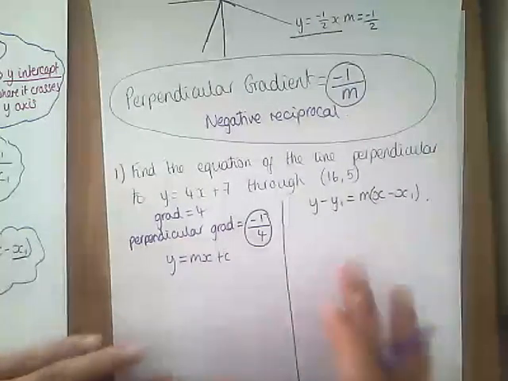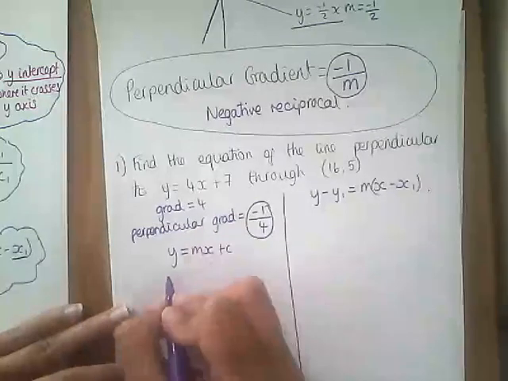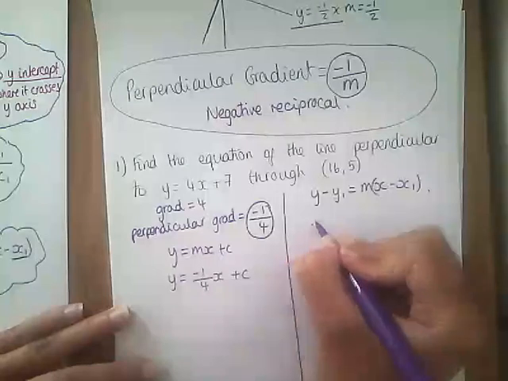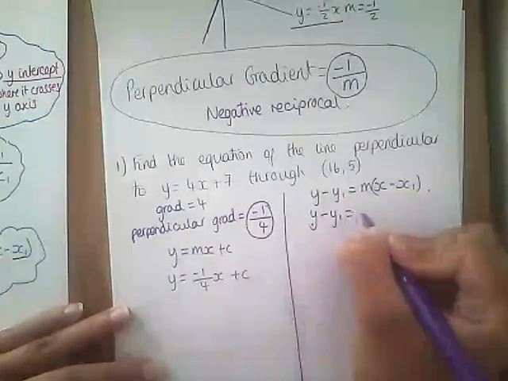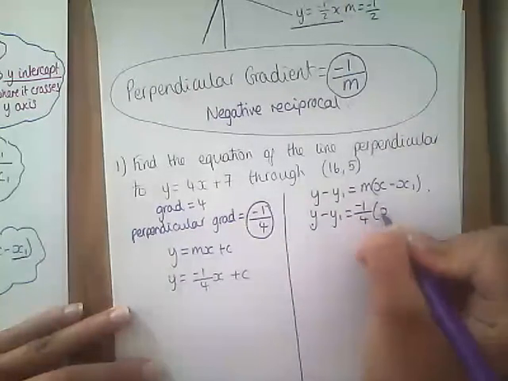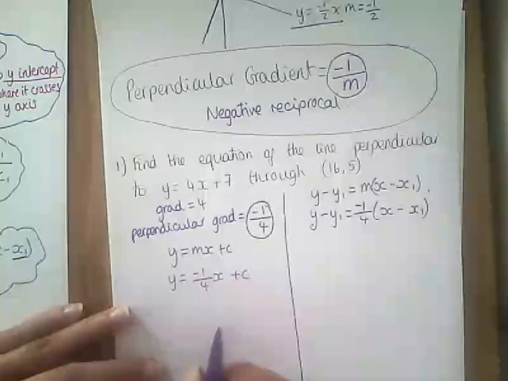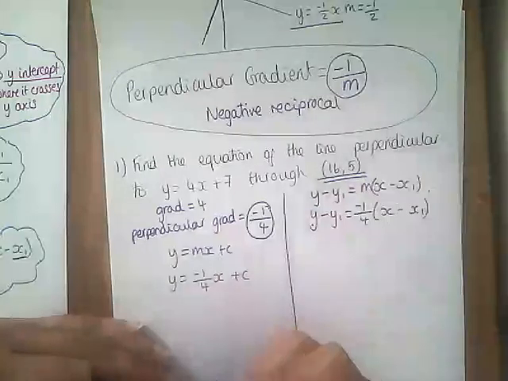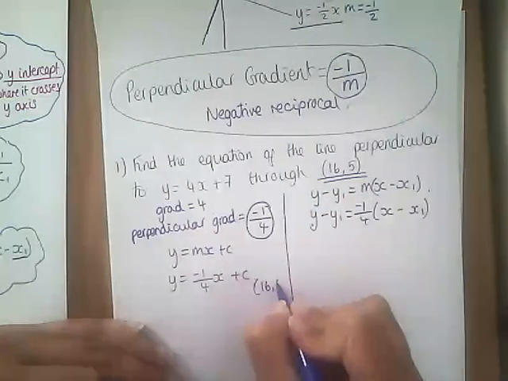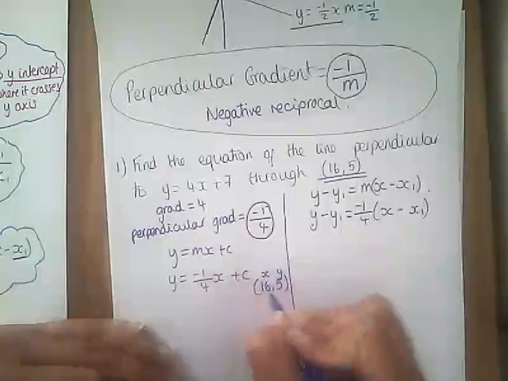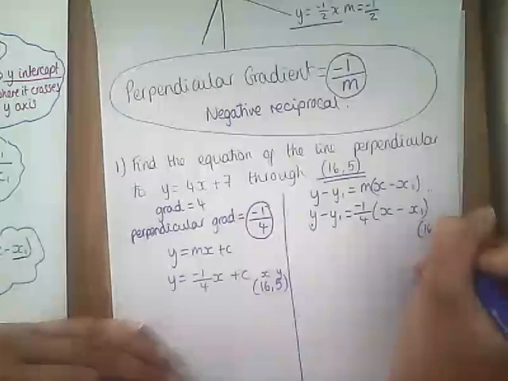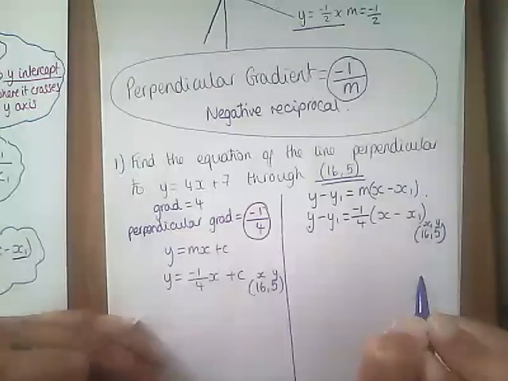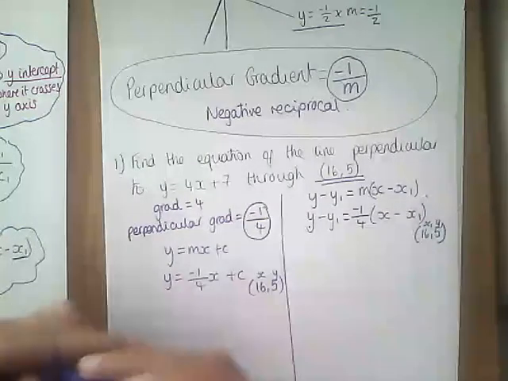So, if minus 1 over 4 is our gradient, that means we've got y equals minus a quarter x plus c, or over here I've got y minus y1 equals minus a quarter times x minus x1. Now we have been told that this line has got to go through 16, 5. So this means that this is my x coordinate, this is my y coordinate. Or over in this case, this is my x1, this is my y1. Right, let's use this side first.